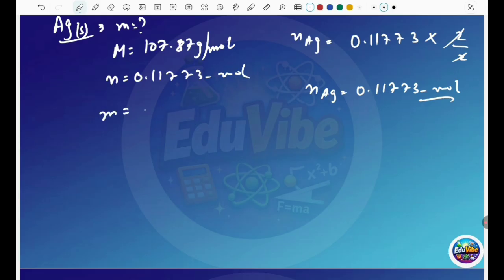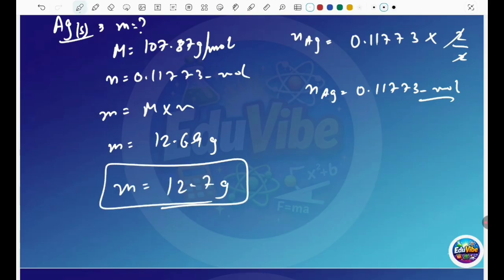Now find the mass for this: molar mass multiplied by the number of moles. You will get 12.69 grams, which is basically 12.7 grams of this. So this is your answer.